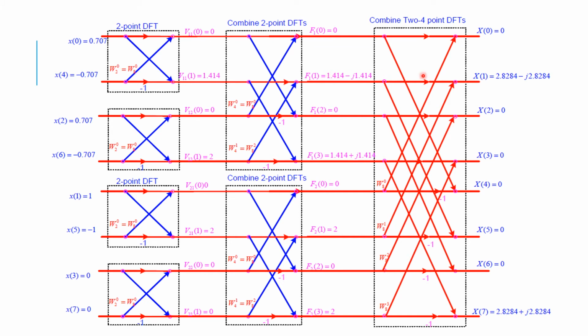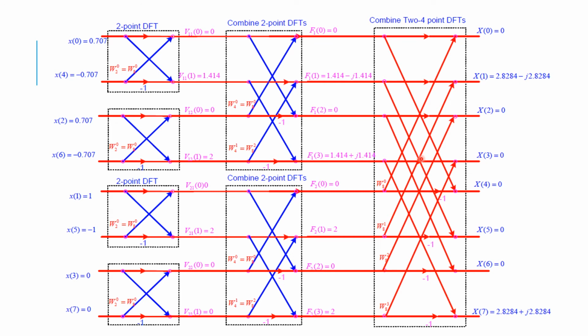1.414 goes directly. At this point, go and check where is the next input. So it has to come from this point. So here, what is going to be the value? 2 is already here. 2 into, what is W8 to the power of 1? We have already calculated, right? It is 0.707 minus j 0.707. So multiply that, add it to this value, you will get this value.